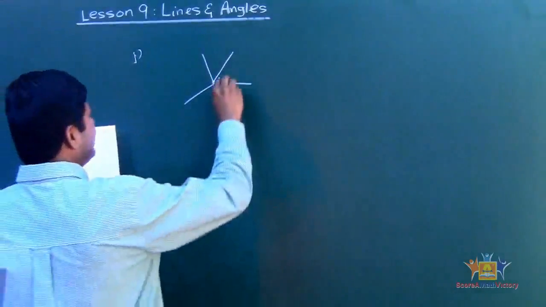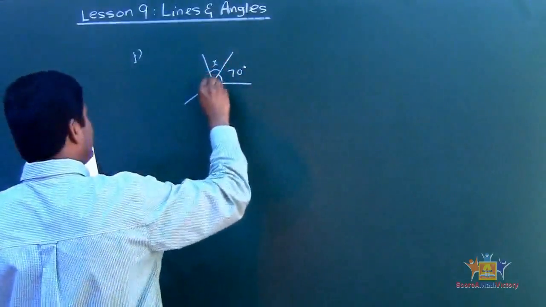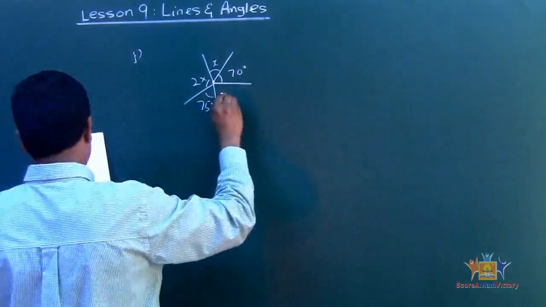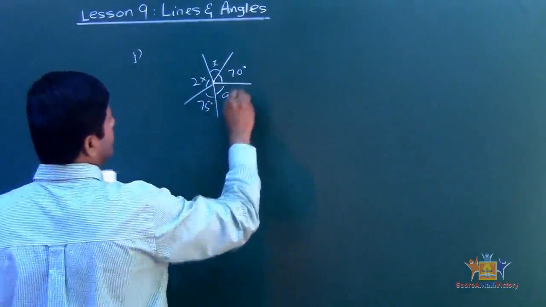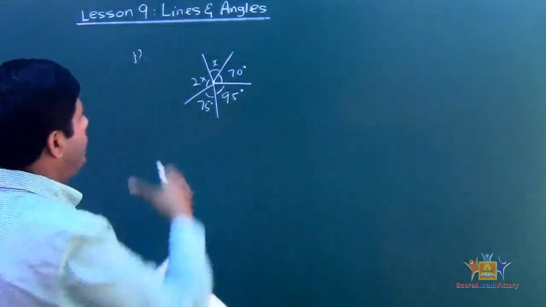Alright? Okay, good. So this is 70 degrees. And this is x. And this one is 2x. And this one is 75 degrees. And this one is 95 degrees. Alright? I know Mr. Mac didn't draw it by the scale. Doesn't matter. The key is putting the angles.